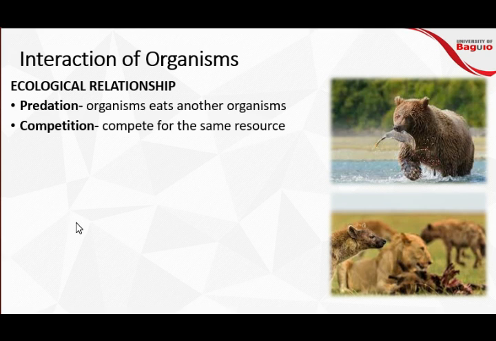Aside from predation, we also have what we call competition. Competition is basically competing for the same resources. So let's say, for example, aside from this bear that is aiming for the fish, there is also another kind of animal, say a platypus, that will also aim for this type of fish, or maybe a type of bird that will aim for this fish. So they are competing for the same resources in a given time or in a given place.